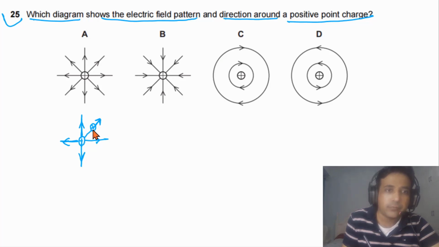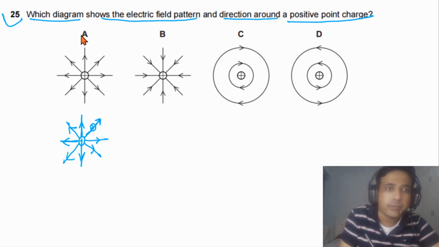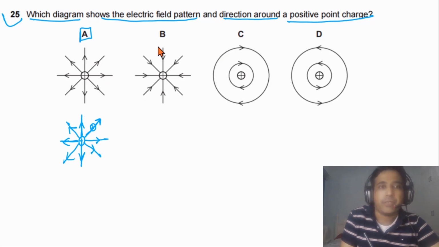So the electric field lines have to be in this direction. So we can also draw electric field lines here. Electric field lines point away from the positive charge, because these electric field lines are telling us the direction of force on a unit positive charge. So the answer for this question has to be A. B is incorrect because this is for a negative charge, and C and D are incorrect.